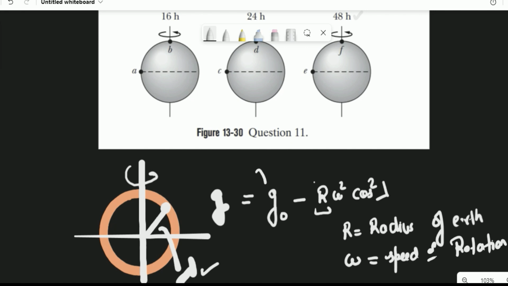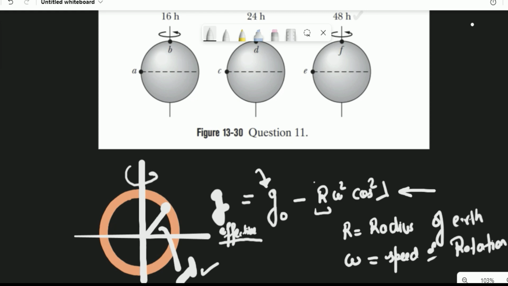This g naught is the acceleration due to gravity when there is no rotation, without rotation. And this is your effective final g because of the impact of the rotation. So you have to memorize this and understand this very clearly. Where is lambda marked? This is the position. So effectively the gravity reduces due to the rotational effect of the planet.